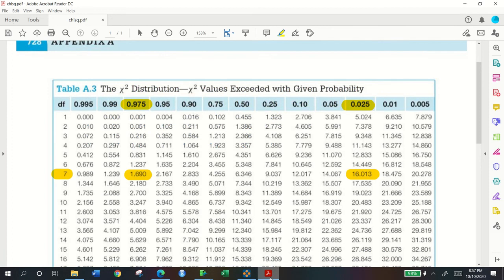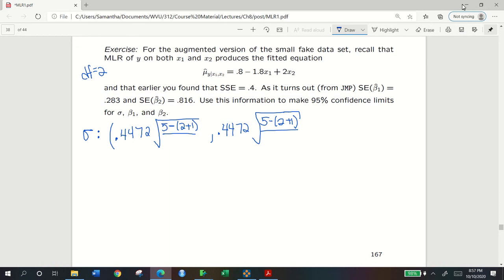So if we take a look at our chi-square distribution table, degrees of freedom 2, since our confidence levels are the same, we can still look at those same columns. And so our critical values in this case are going to be 0.051 and 7.378. And so if we simplify this, we will get a confidence limit that goes from 0.233 to 2.800.